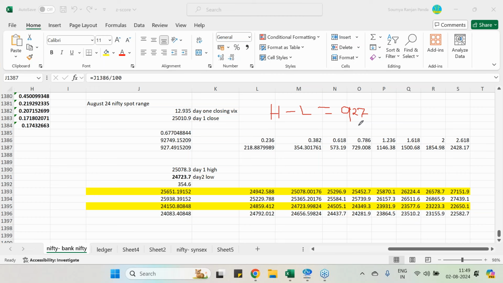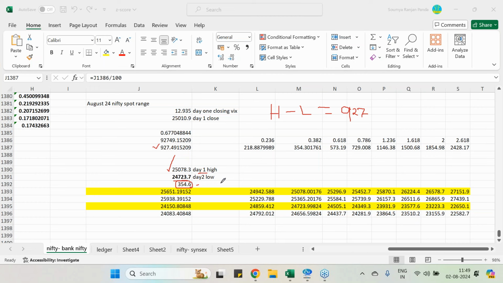Sometimes the market gives more, sometimes the market gives less. There was a high made on the first day at 25,078, and today there is a low made at 24,723. A 354 point movement has already happened. This 354 will slowly rise and go to 927 points. That is what it says.